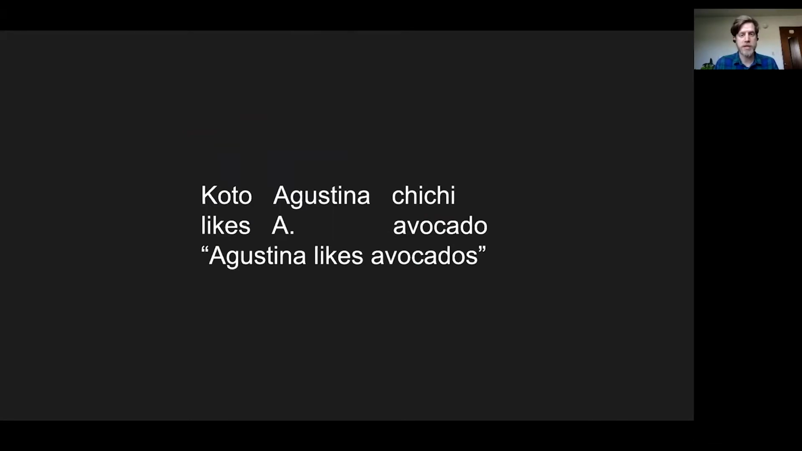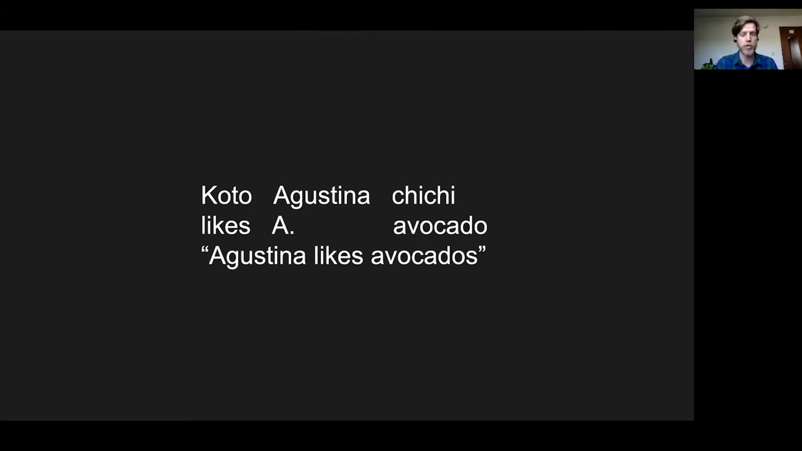Let's take a look at a basic Mixtec sentence. Mixtec sentences begin with the verb followed by the subject and then followed by the object. So the sentence, Agustina likes avocados, would be pronounced Koto Agustina Chichi, which literally means likes Agustina avocados.